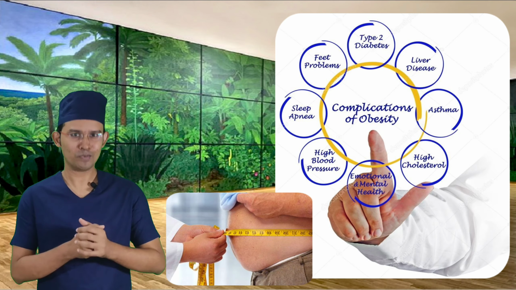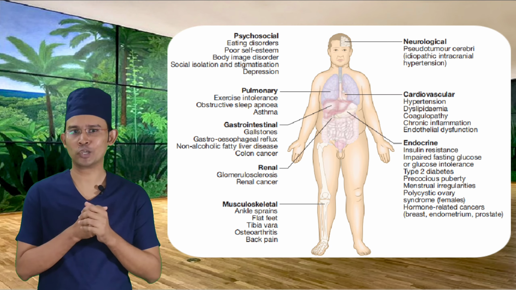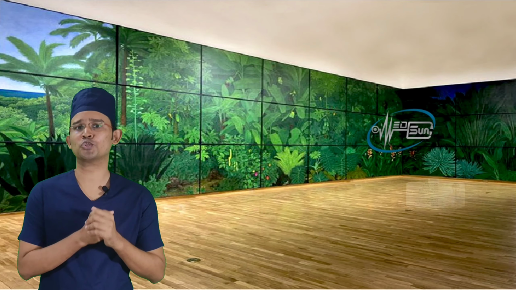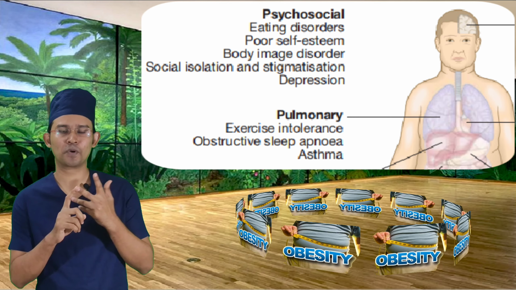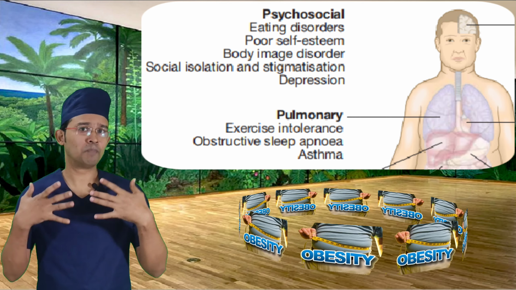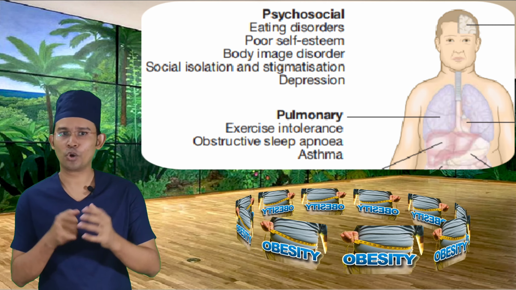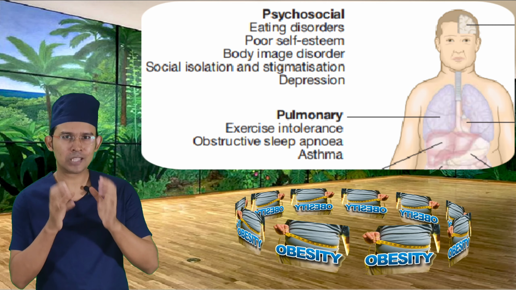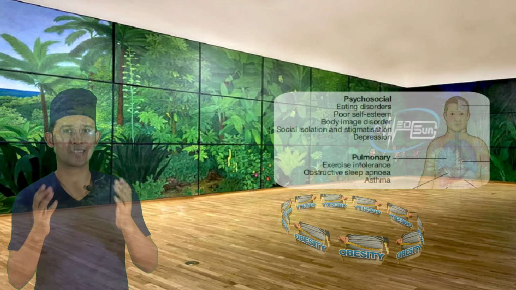Let's talk about the obesity complications. Under the obesity complications we have psychosocial. In the psychosocial we have eating disorder, social isolation and depression. Now talk about the pulmonary, meaning our lungs problem: exercise intolerance, obstructive sleep apnea and asthma. It's really important to understand.